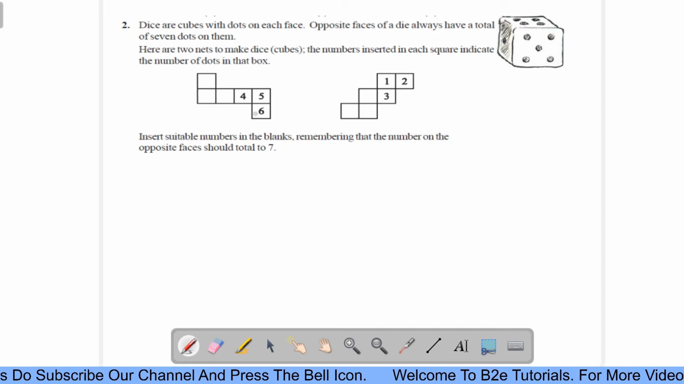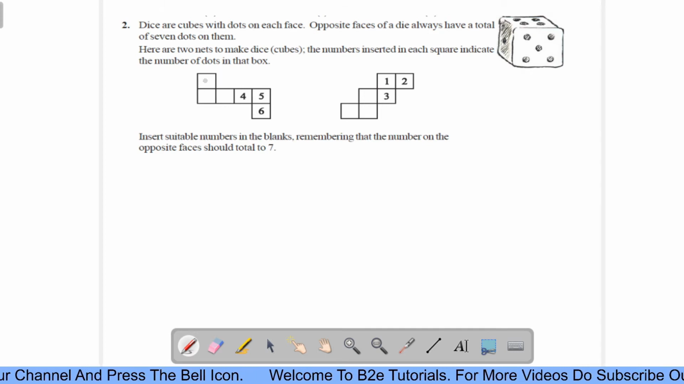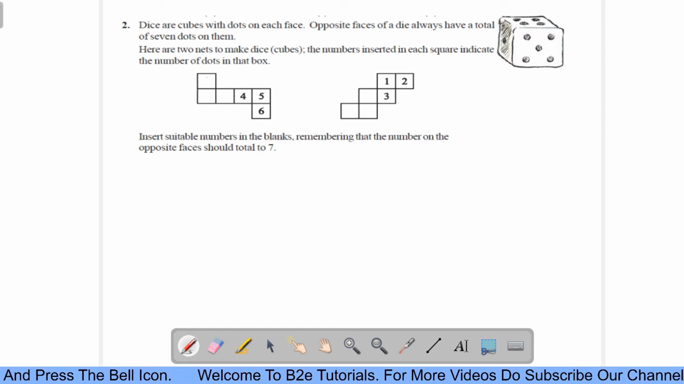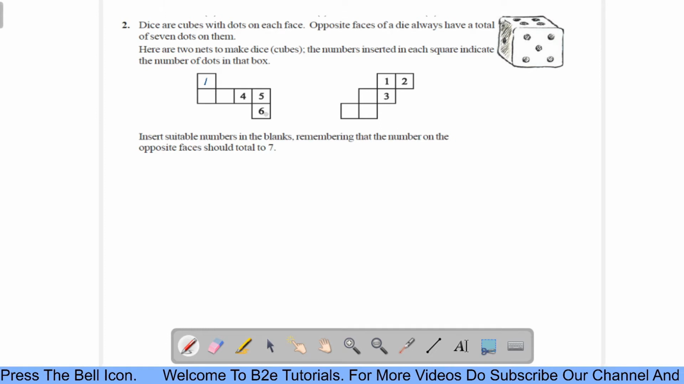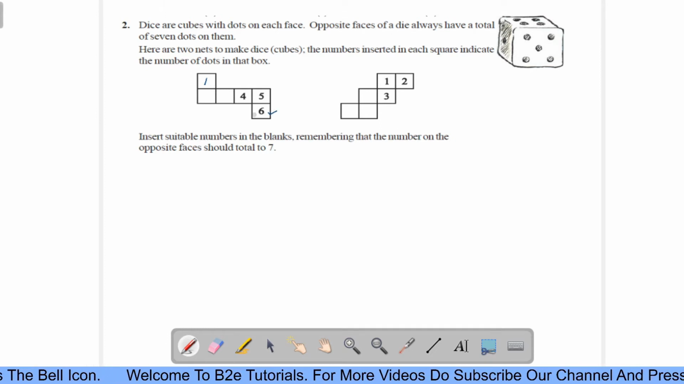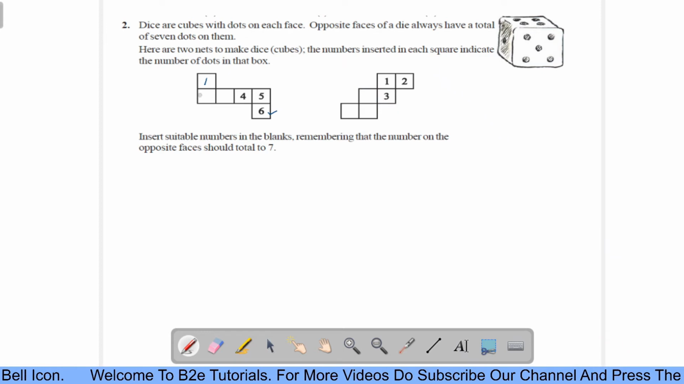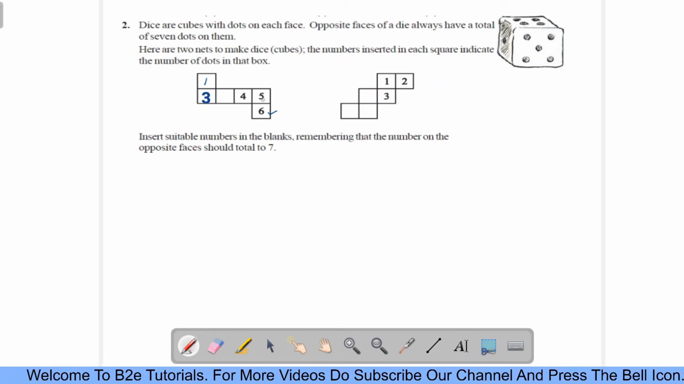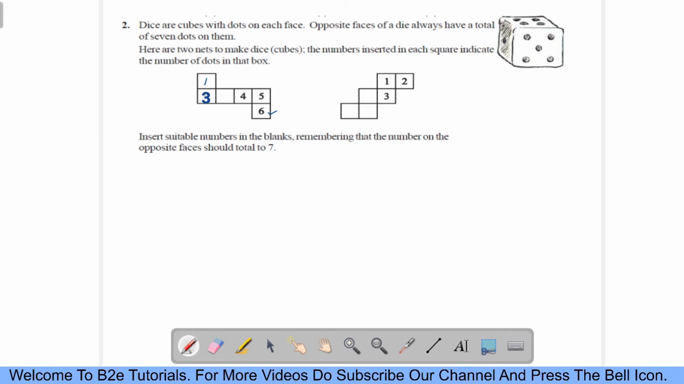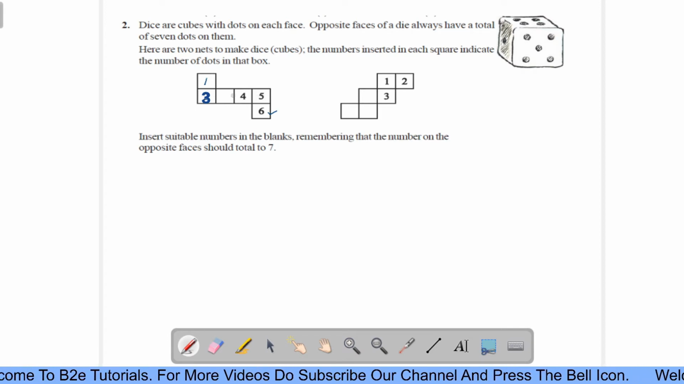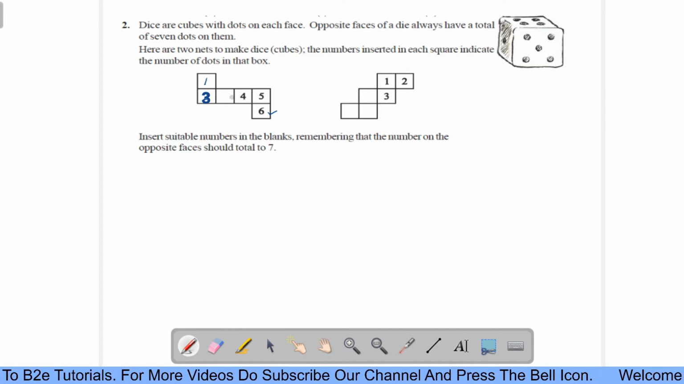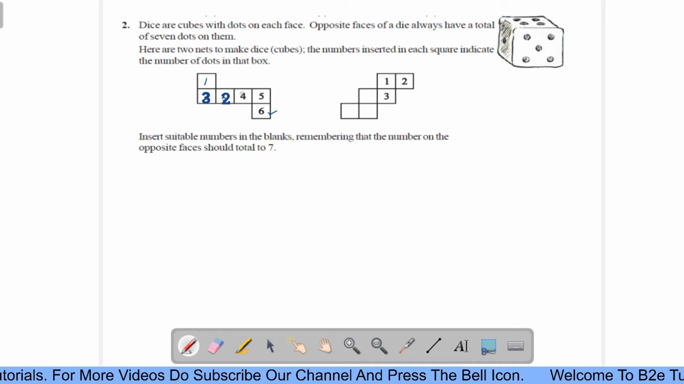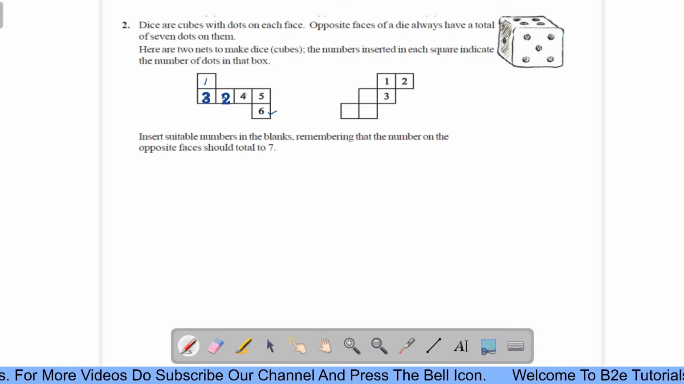Here, say first figure, in first figure, here it is the top, here we write 1 and bottom is 6. What is the sum of 1 and 6? It is 7. Now here, this side will be opposite. Here we write 3. 3 plus 4, it is 7. And this side will be opposite to this side, so 5 plus 2, it is 7.